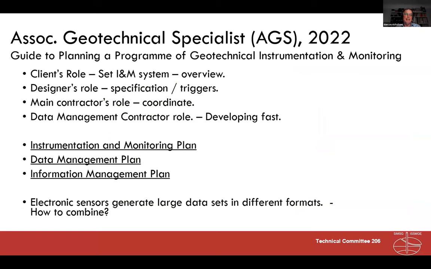I won't say any more about this, but the next stage will be to get the client's involvement in setting up INM systems, and the designer's role to specify these data handling systems. We've got the main contractor, and he's got to coordinate this role. And then there'll be a position for the data management contractor in due course, who's pulling this data together fast.